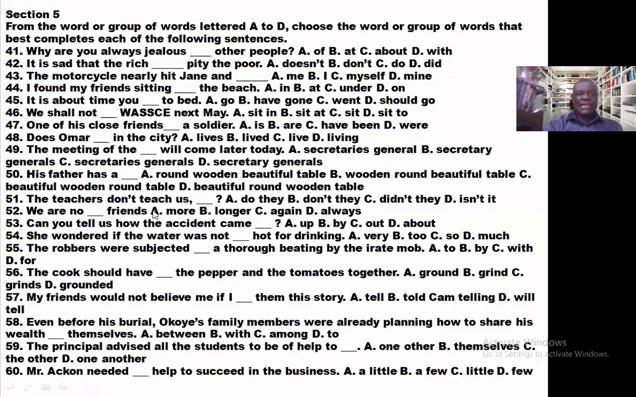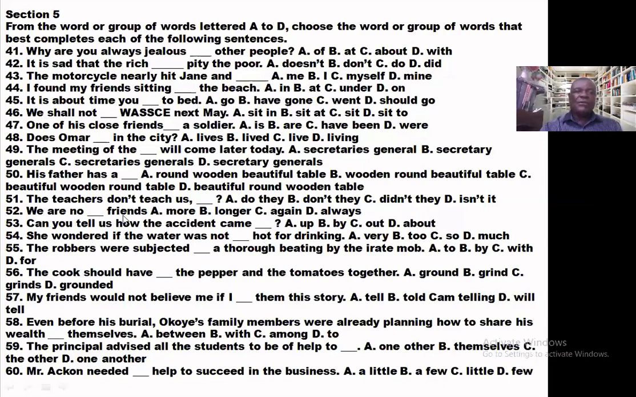Now 51, the teachers don't teach us dash. All right, this is tag question. And the rule for tag question is that when you have positive coming first, then what follows is negative. Then when you have negative, it must be followed by positive. So positive, negative, or negative, positive. So let's look at here. Teachers don't teach us, so we have negative. What should follow should be positive. Do they? All right, so that's the appropriate tag. Do they? That is option A.